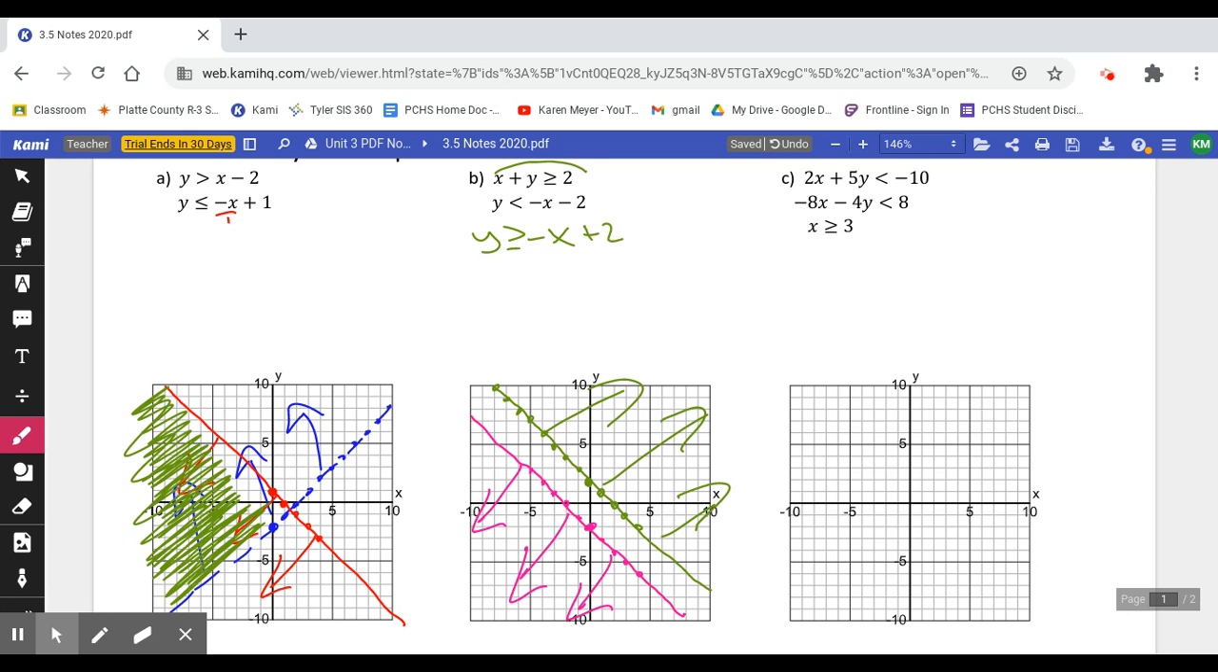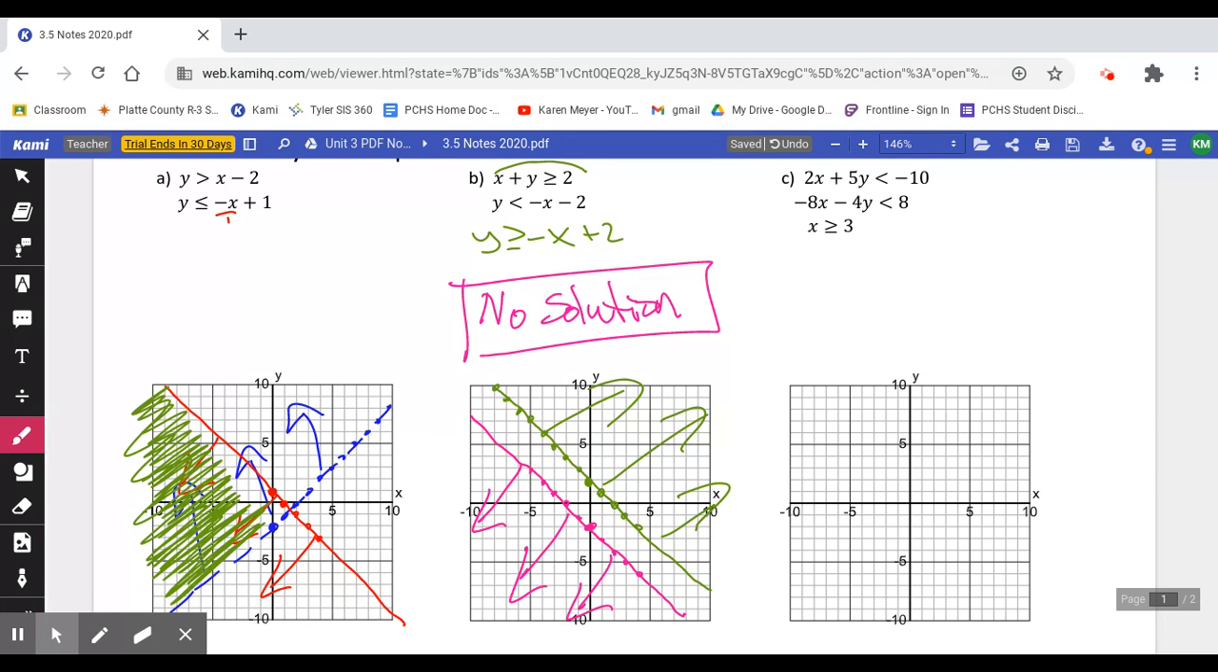So when I look at this problem, it's a little bit unique because is there any overlapping of the shading? There is not. There is no overlapping. So if there is no overlapping, that means this problem does not have a solution. It is rare, but every once in a while you will come across one where they don't have any shading in common, so you put no solution as the answer.